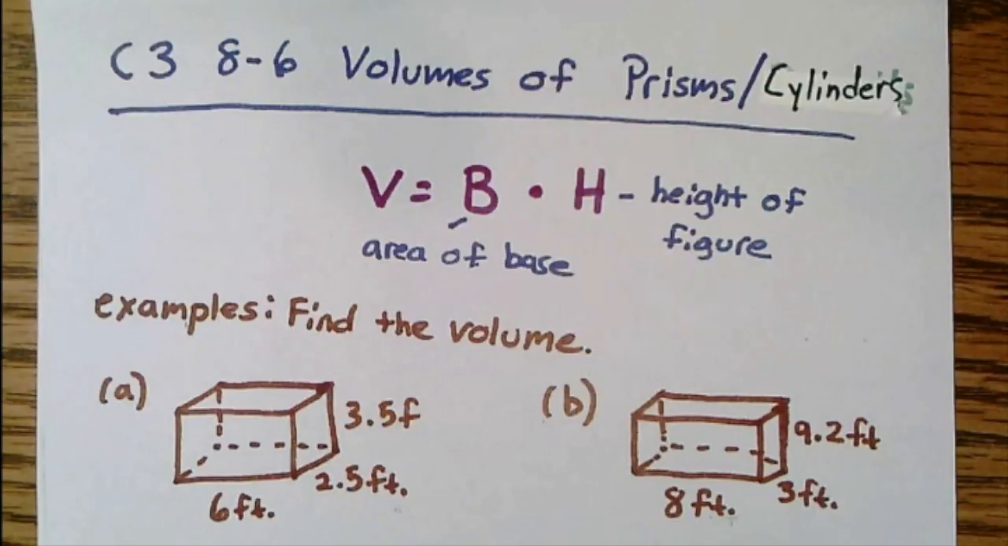Welcome to lesson 8.6 on volumes of prisms and cylinders. Notice that I corrected that. I'm not really sure why it said pyramids. It's definitely on cylinders and prisms because those are always grouped together.